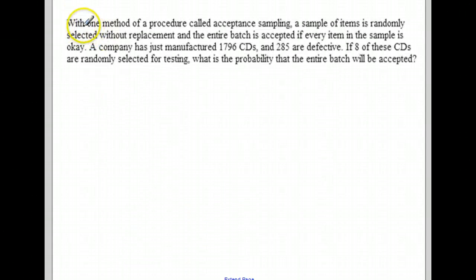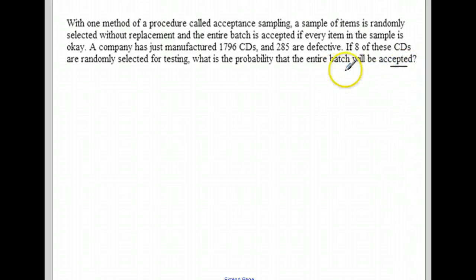Alright, so this question says, with one method of procedure called acceptance sampling, a sample of items is randomly selected without replacement. It means we're going to pull them out and not put them back in, and the entire batch is accepted if every item in the sample is okay. A company has just manufactured this many CDs, 285 of which are defective. If 8 of these CDs are randomly selected for testing, what's the probability that the entire batch will be accepted?